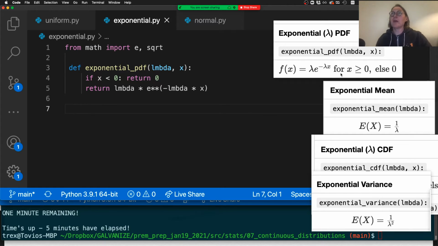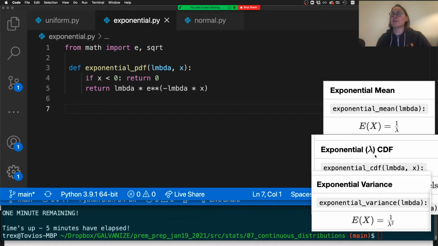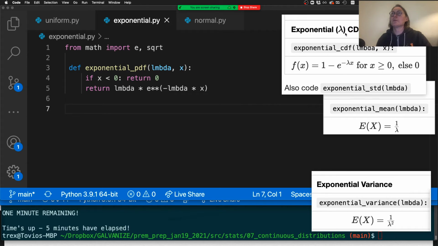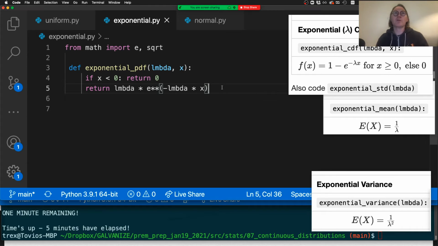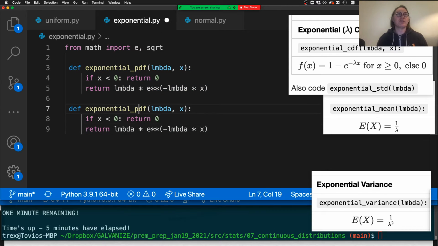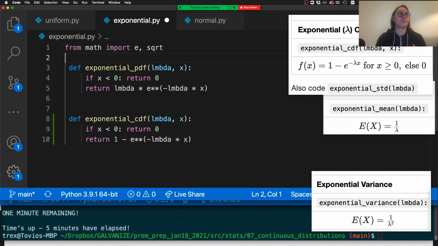I'll do the exponential CDF next. And this is very similar. I'm actually just going to copy all of this and change this to CDF. And this is the same. If x is less than 0, return 0. And instead of lambda multiplied by this, I'm going to say 1 minus e to the negative lambda times x. So just a small modification there.